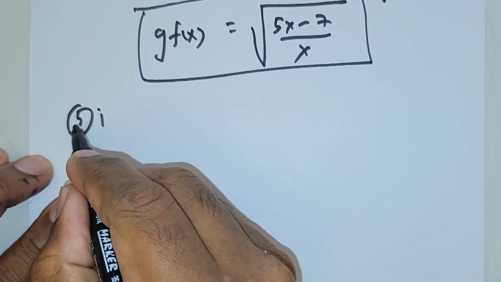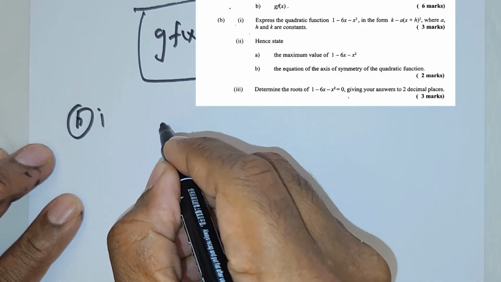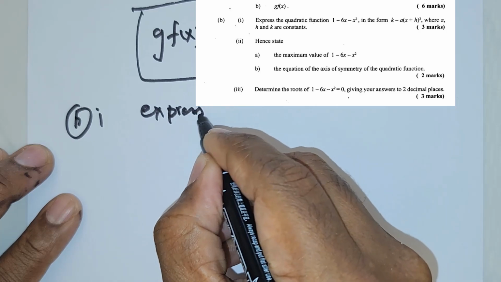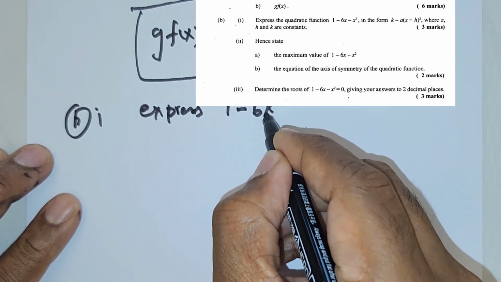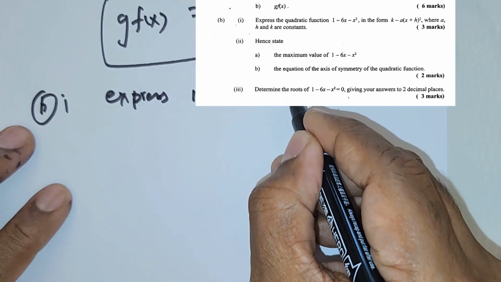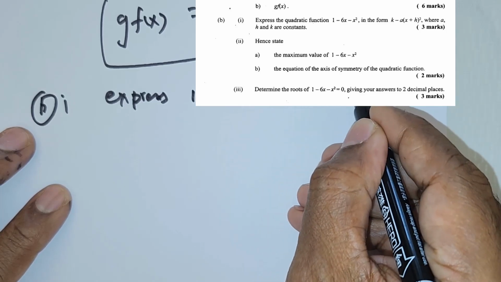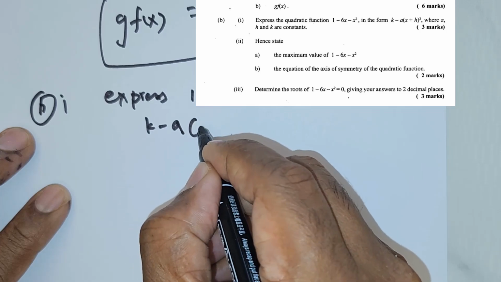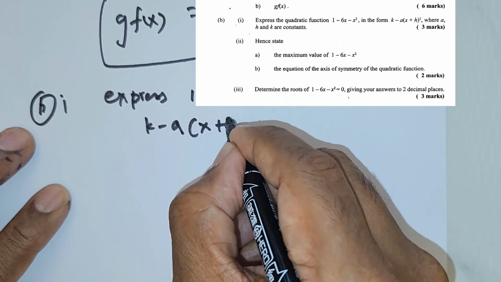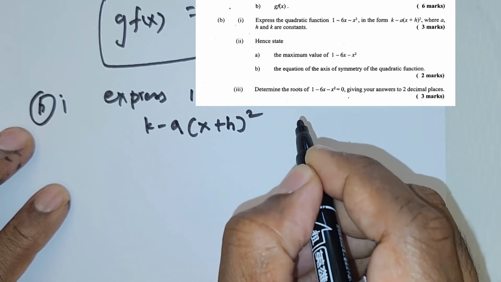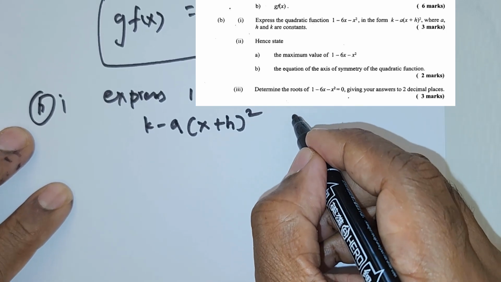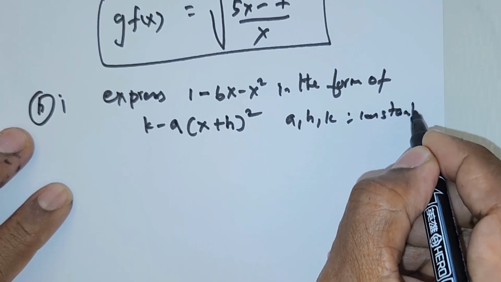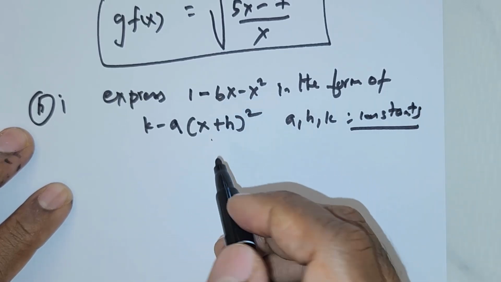Students, this is the next question, B subdivision 1. You have to express 1 - 6x - x² in the form k - a(x + h)², where a, h, k are constants. So you have to bring this in this form.